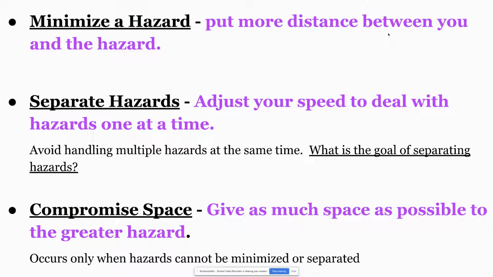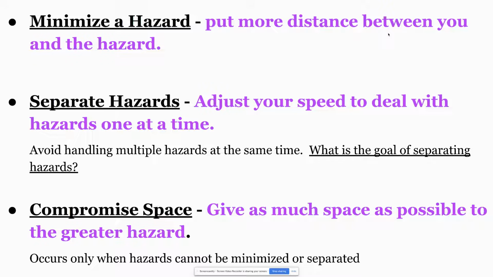But there's other things you need to know. As you see on the screen, you need to know how to handle hazards. So as you've identified and are predicting that there is a hazard in front of you, you're going to need to know: how do I minimize myself with that hazard? How do I separate myself from that hazard? And how do I compromise my space with a hazard? So minimize, as you see, says put more distance between you and the hazard, meaning moving away from parked cars. Separate means to adjust your speed, and we talked about how to change your speed.